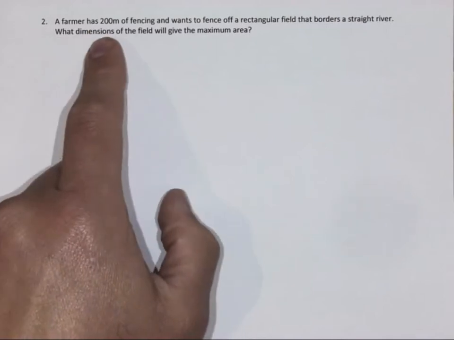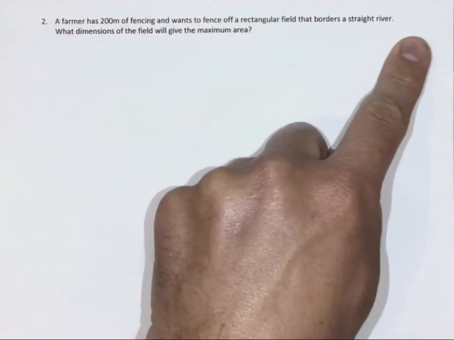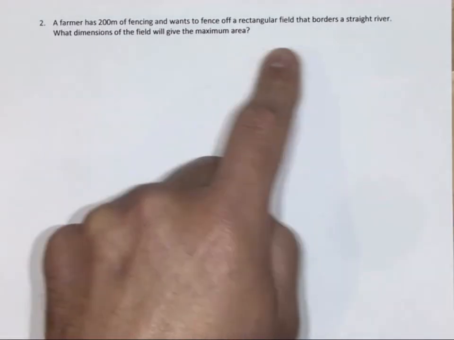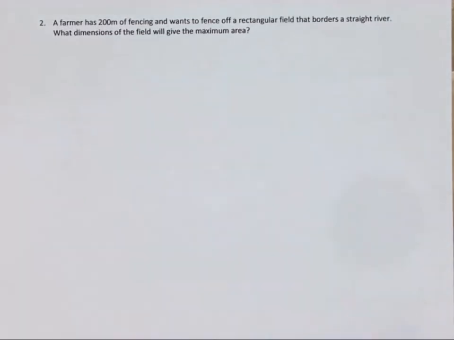A farmer has 200 meters of fencing. He wants to fence off a rectangular field that borders a straight river. What dimensions of the field will give the maximum area? So, again, let's think about it.